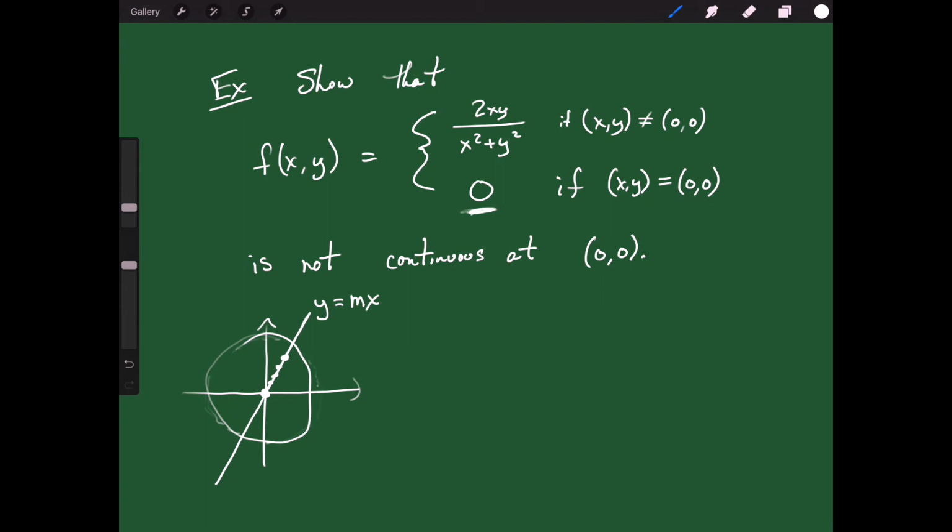So what I want to do is take this function f of x, y, and evaluate it at y is equal to this function mx. In other words, let's replace the y here with mx and see what happens. Okay? So if I do that, let me rewrite here.